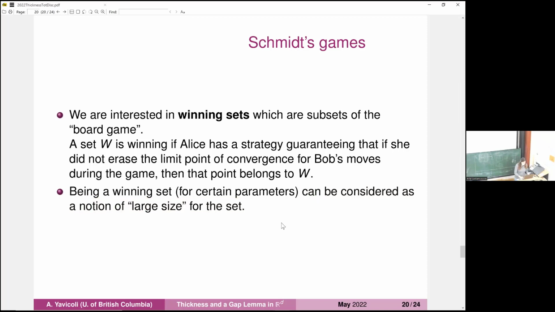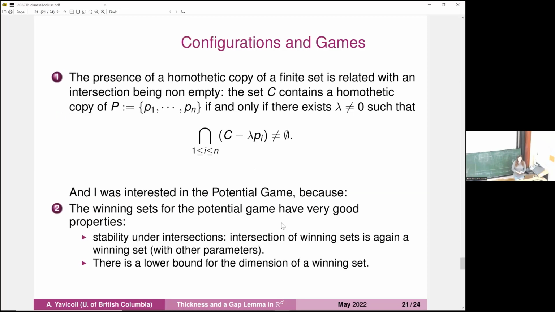So, okay. As I told you before, I was interested in these copies of finite sets. And the presence of a homothetic copy of a finite set is related with an intersection being non-empty. The set C contains a homothetic copy of this set if and only if there is a lambda for which this intersection is non-empty. If an x is here, it means that x plus lambda p_i is contained in the set for every i, right?